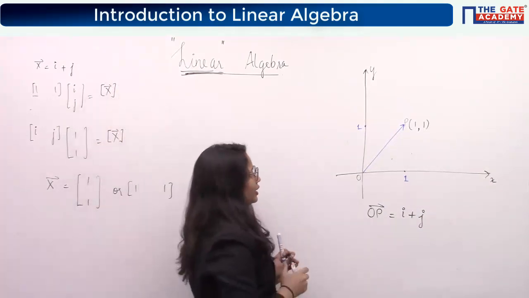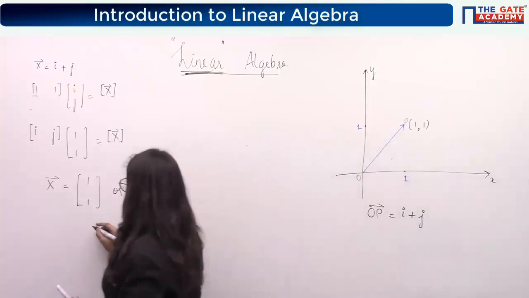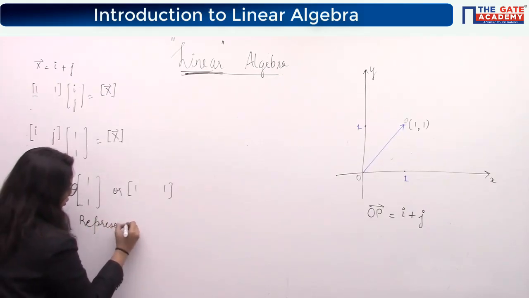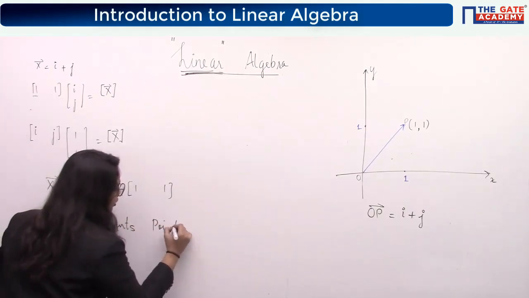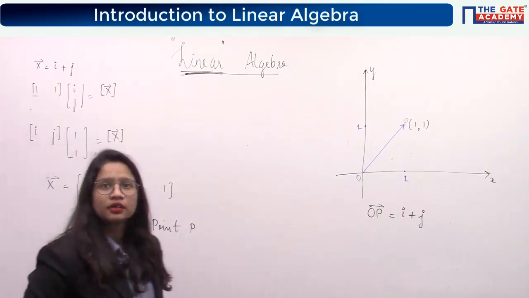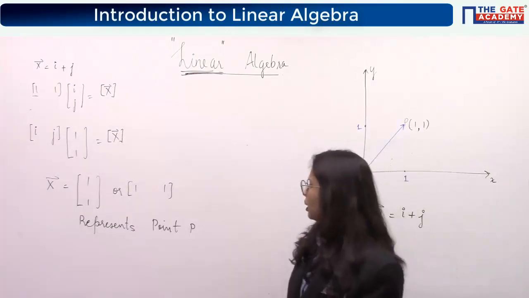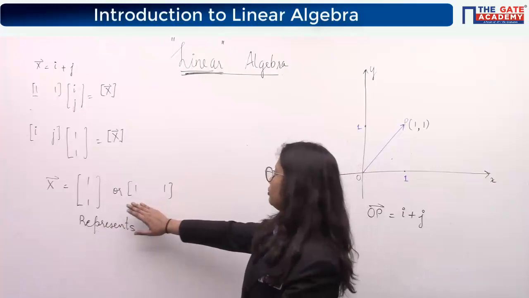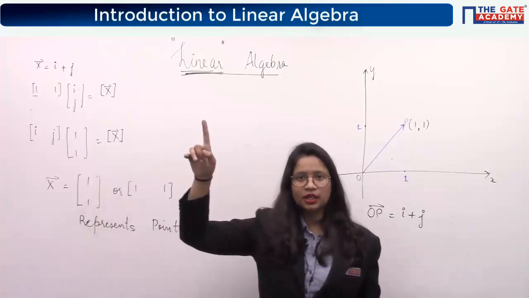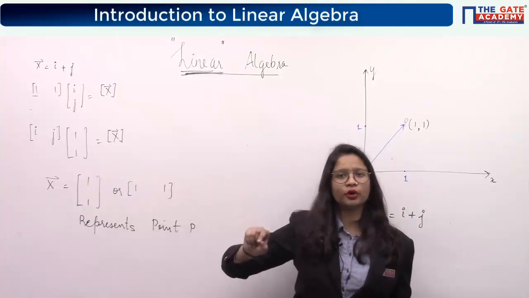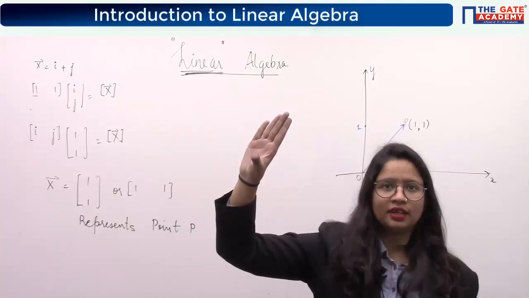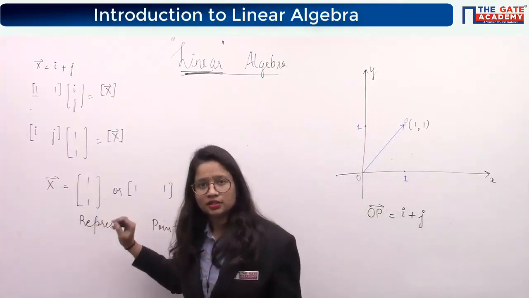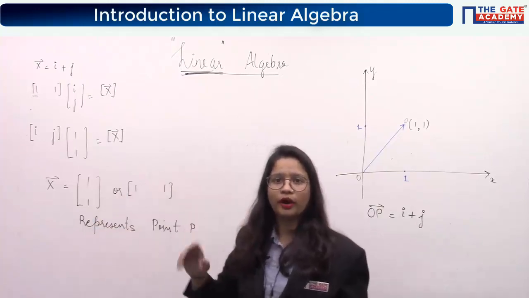So can I say that this quantity also represents point P? Yes or no? This matrix that I have written, X matrix, that represents point P. Basically, from now on, if I write this one, then you should be able to see that this is nothing but a vector pointing from the origin to the point 1, 1. This is the thing that you should get from here.